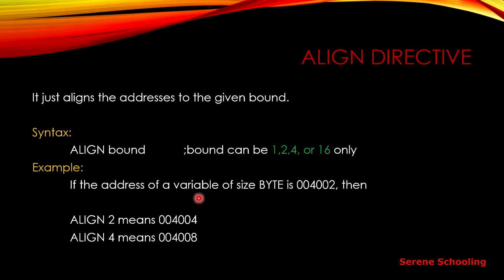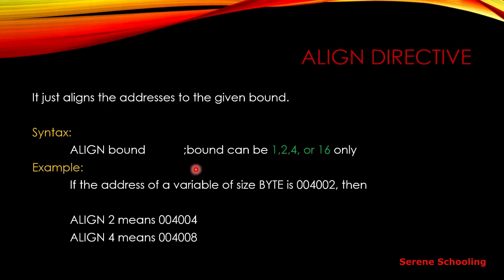If the address of a variable of size byte is this, then if you want to align 2, it means the next address will be +2, which means we have to add 2 over here in the least significant bit. It becomes 4. If we write align 4, it means it will add 4 to it, and the address will become this, right? I hope you have got this, because this is a very simple concept. You just have to remember these numbers. If you want your array to contain even numbered addresses, then you can write these bounds.